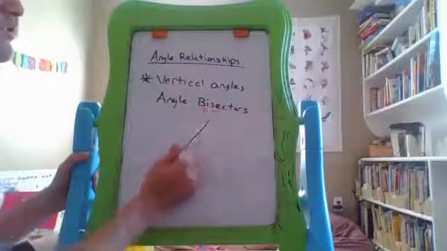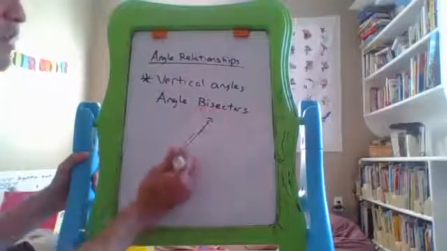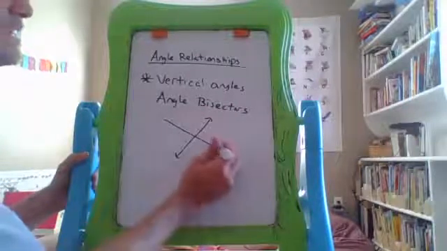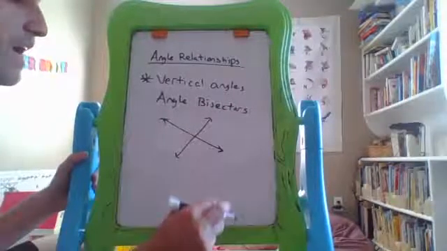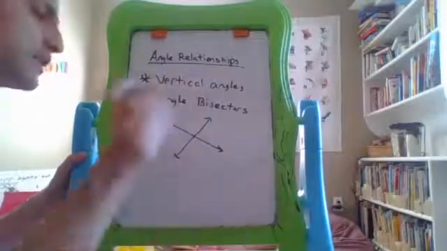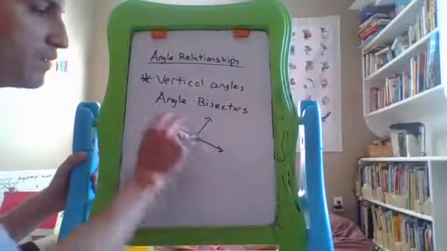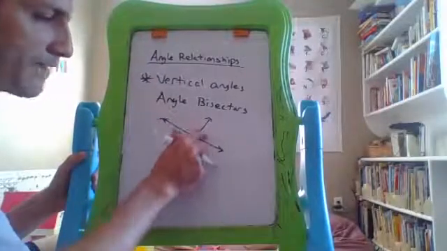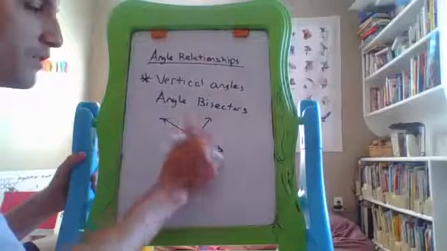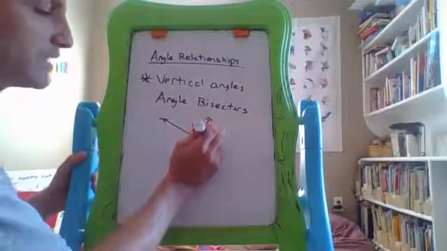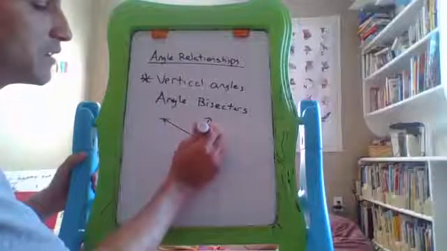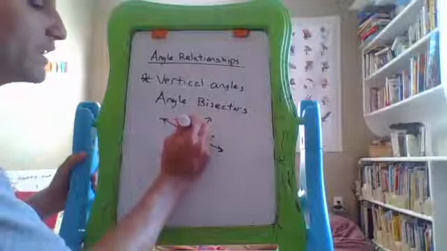Alright, usually when you see a picture where there's some sort of X like this, we're going to have vertical angles. Now, if you watched the previous video on supplementary angles, you know that these two angles have to add up to 180. They're supplementary. So let's say, for instance, that this is 80 degrees and this is 100 degrees.